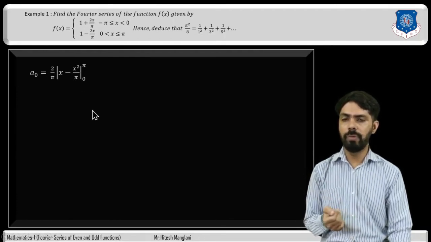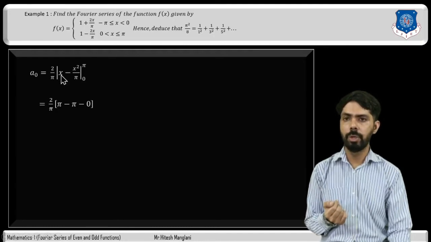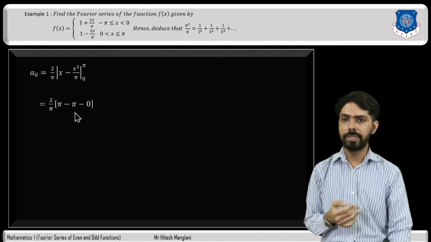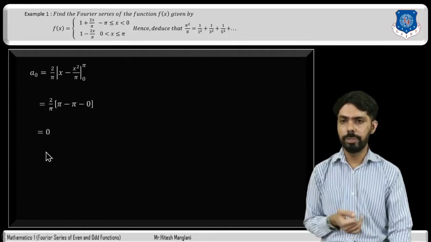So here first of all we will replace x by pi. So here 2 divided by pi in bracket pi minus pi square by pi. So that will be pi. So pi minus pi, then the lower limit is 0. So replacing x by 0, it will be 0. So pi cancels out, therefore the answer of a0 is 0.